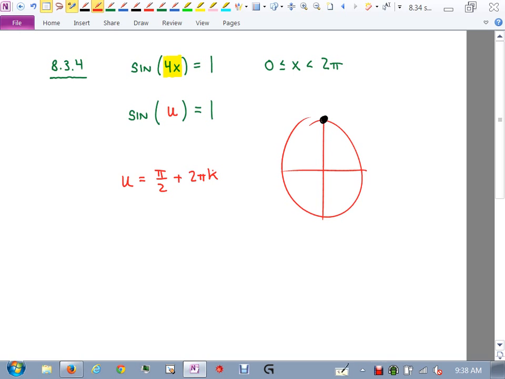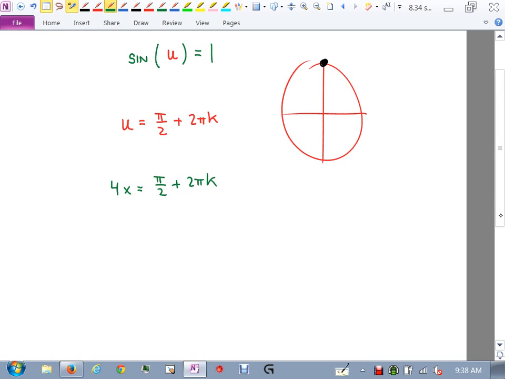Now what I'm going to do is I'm just going to switch back. What is u? For us, what's u? 4x. So this really is turning out to say 4x has to be equal to pi over 2 plus 2 pi k. Do y'all have questions on this? This is really important that you get this down. Now I'm trying to solve for x, so what do you think I'm going to do with that 4 in front? Yes.